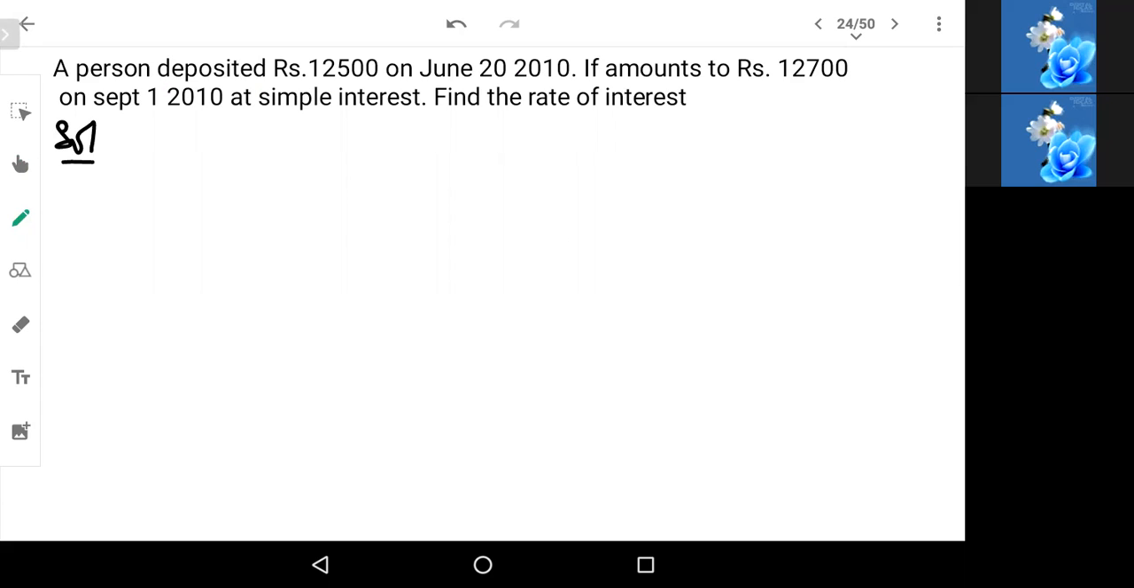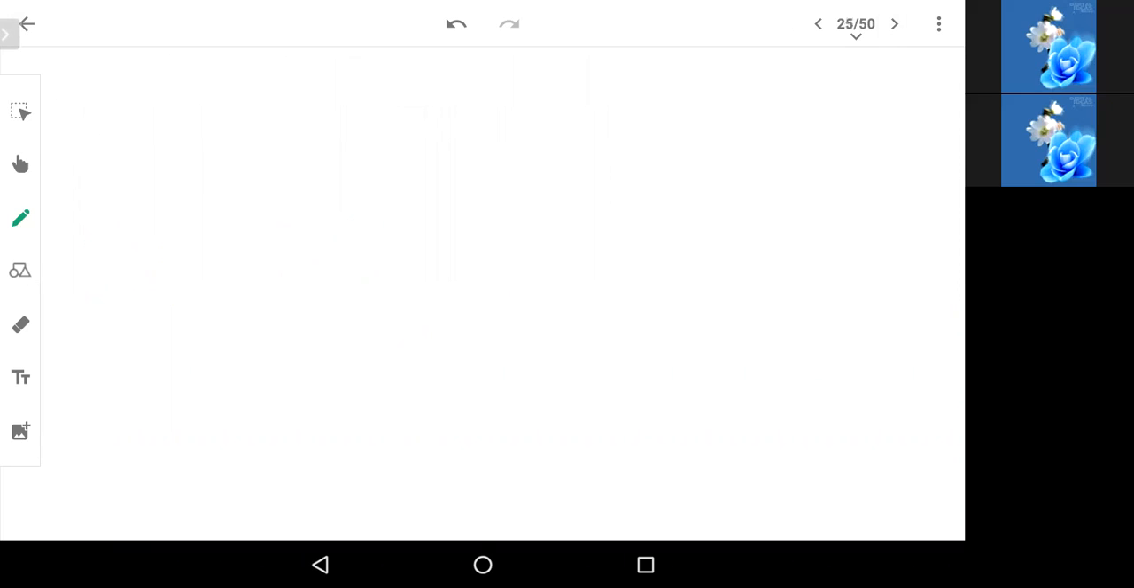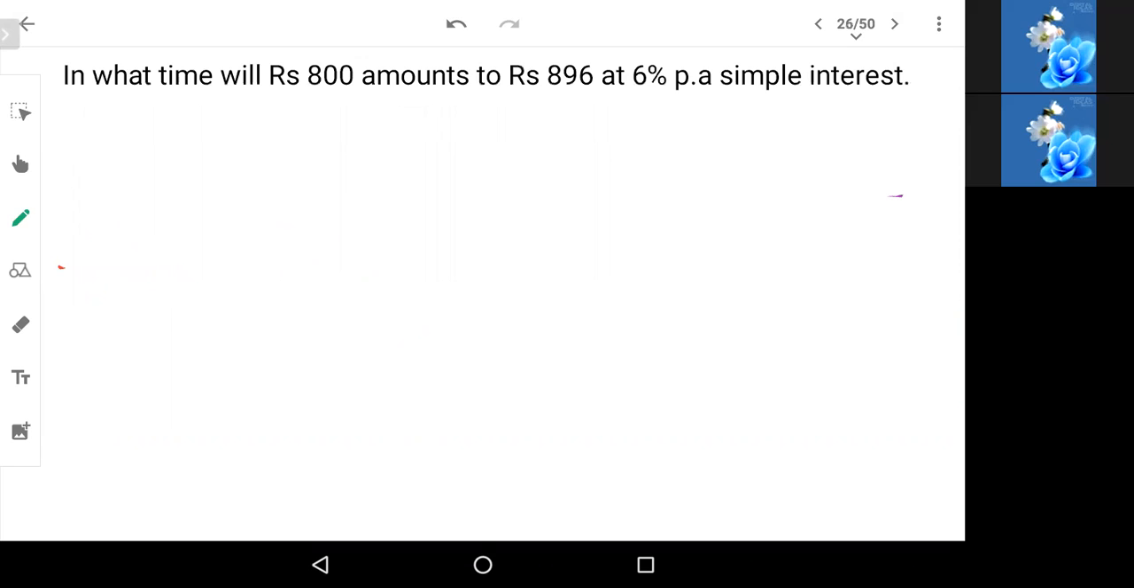Okay, good. Now this question is a homework. This is same as the previous one, where you have to find the difference between two amounts and find the simple interest rate and find the simple interest percentage. Okay, this is a homework problem. Try it. If you did not get it, then we will see how to solve that.